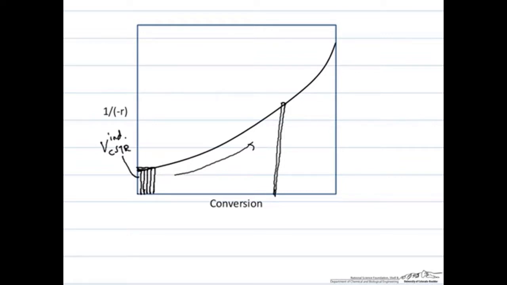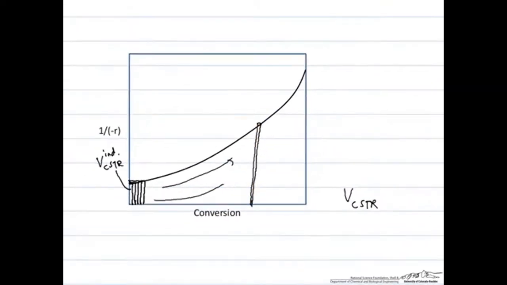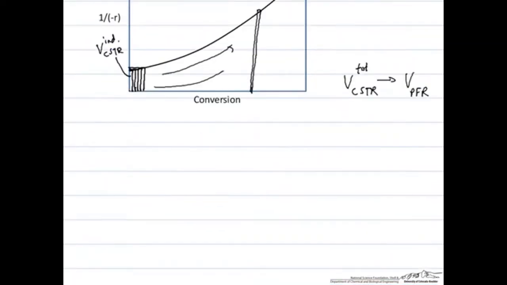Then the last one might look something like what I've just drawn on the right, a very thin little slice. What we're essentially applying here is very similar to the area under the curve, where we're approximating that area using what's known as the trapezoidal rule. And in the limit that the CSTRs become infinitesimally small, we will actually get an exact solution to the area under the curve, in which case the CSTR behaves like a PFR.